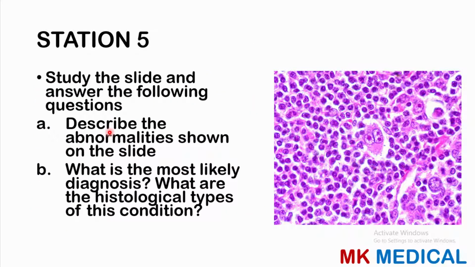Moving on to station 5, study the slide and answer the following questions. Describe the abnormalities shown on the slide. What is the most likely diagnosis? What are the histological types of this condition? So take your time. I will give you 2 seconds to think through this, and you may pause the video. And here comes the answer.